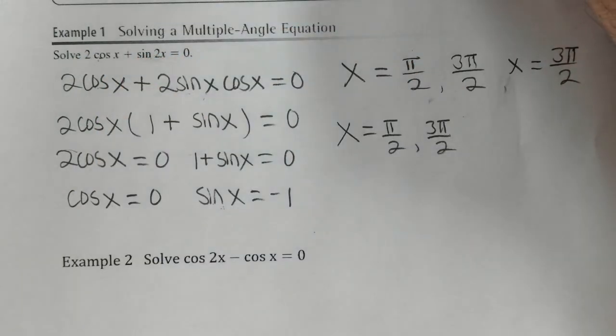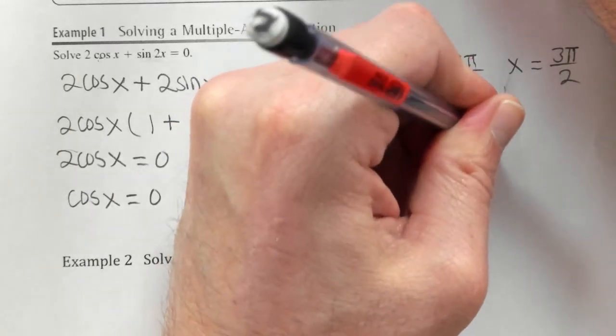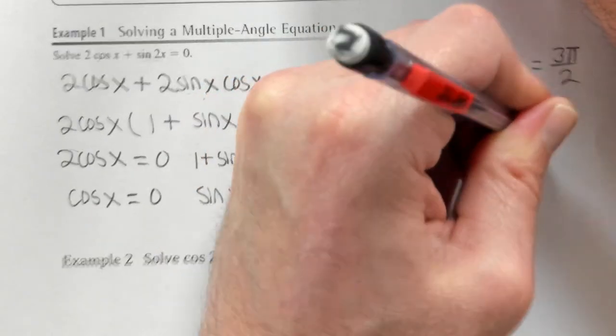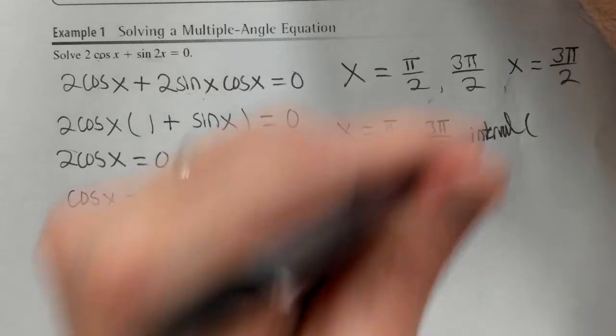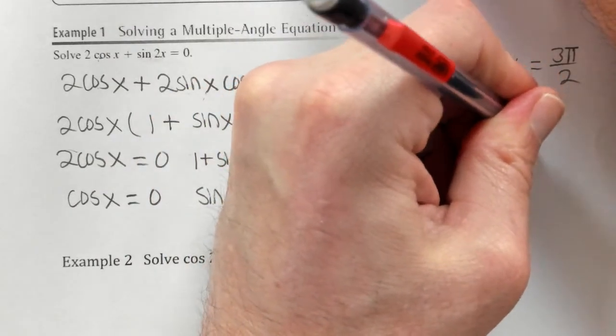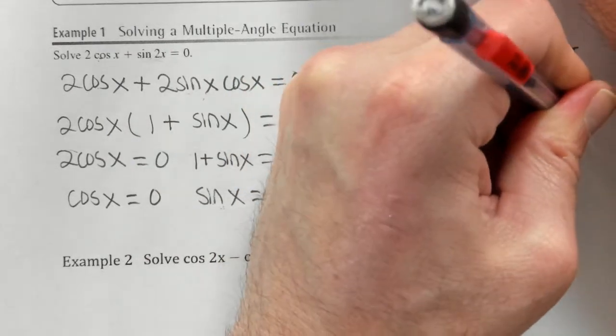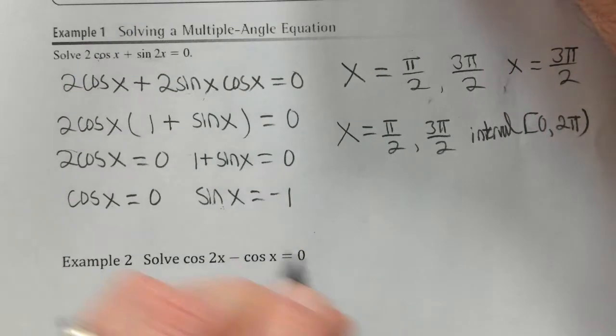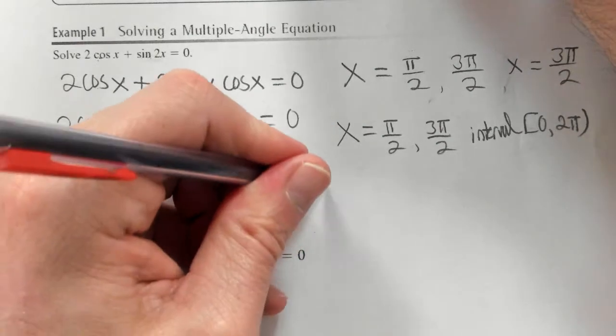And so that's going to be my interval solution from 0 to 2 pi. And of course, we want to write out the general solution for this.